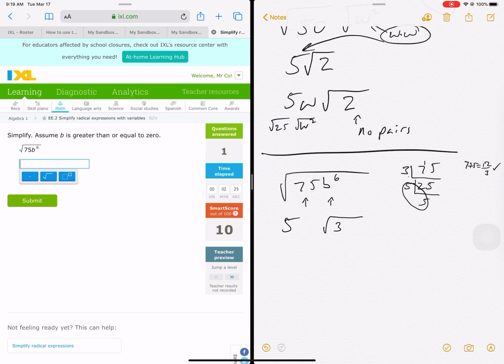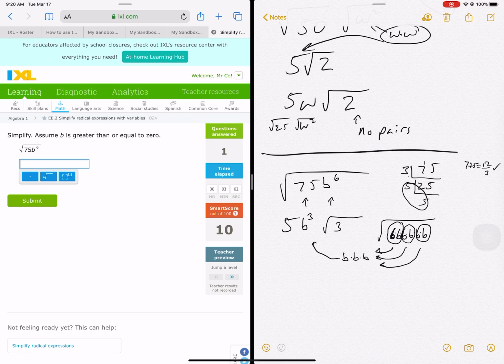Now let's take a look at the b to the 6th power. That's, sorry, that's a b. 1, 2, 3, 4, 5, 6. We have 1 pair, 2 pair, 3 pairs. So when we take a square root of all these b's, that leaves us a b on the outside, another b on the outside, and another b on the outside. Any b's left? Nope. So what happens when we have b, b, and b on the outside? That's going to be b cubed.